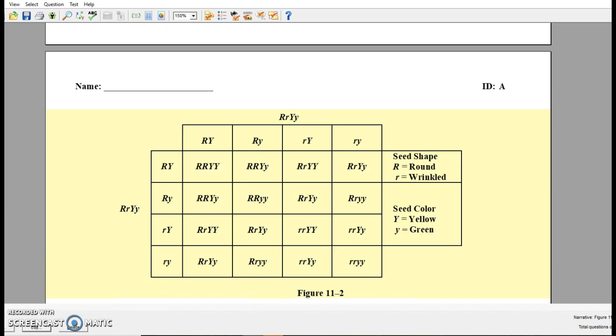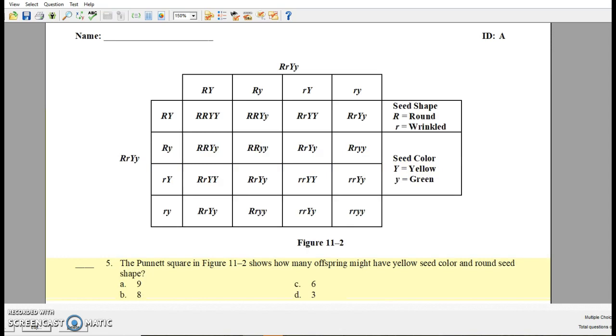The next problem shows what is called a dihybrid cross. A dihybrid is looking at the inheritance of two traits at the same time. Di means two. In this instance, we were looking at seed shape along with seed color at the same time. Big R is round and big Y is yellow, and those are the dominant ones over little r wrinkled and little y green.